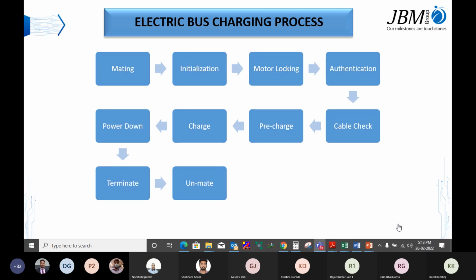After the termination, we have to remove the guns. That is a necessity. If there is any error due to which charging has stopped, we have the page on the cluster that will show for what reason the charging has been stopped. And in fact, the display of the charger will also show the error messages due to which the charging has stopped. Based on that, we usually diagnose what is the root cause of the stopping of the charging process.